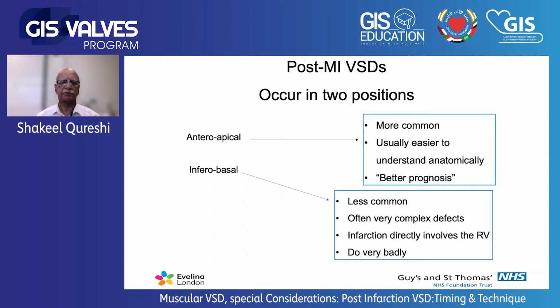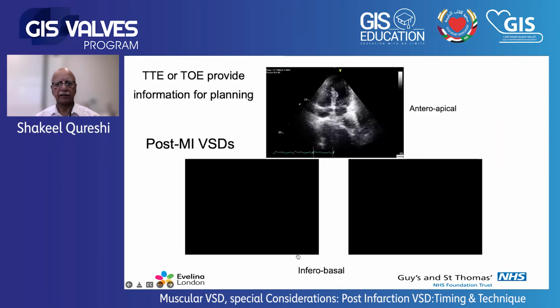These tend to occur in two positions: one in the anteroapical region and the other in the infrabasal septum region. The anteroapical is more commonly encountered, it's usually easier to understand anatomically, and it is associated with a better prognosis. The infrabasal defects or ventricular septal ruptures are less common. They're often very complex defects, and infarction often involves the right ventricular wall as well, and there may be odd septal rupture with false aneurysm formation, and these patients do fairly badly clinically as well.